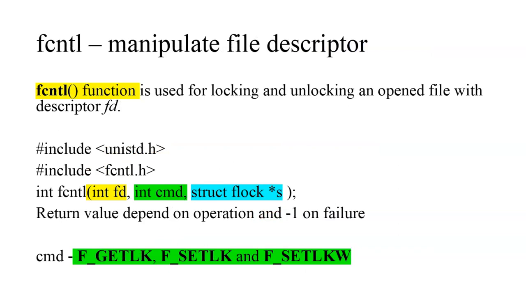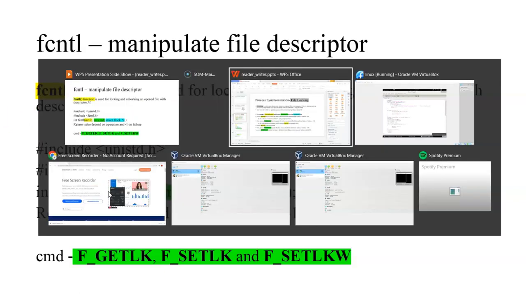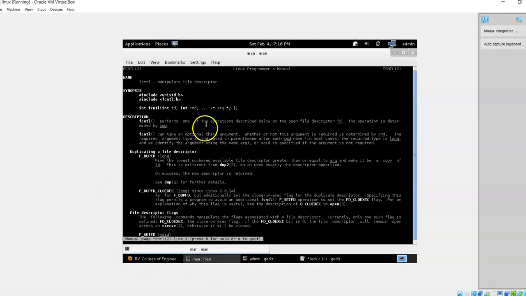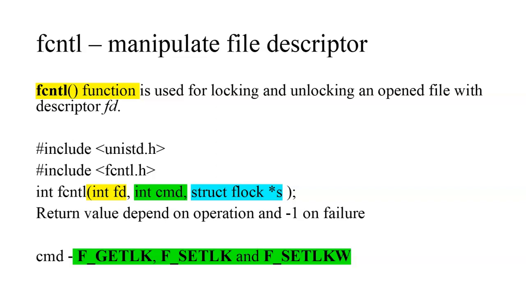Now, to set and unset the locks, we use the fcntl function. The fcntl function basically has many purposes. One of the purposes is to obtain locks on files. So this function takes a variable number of parameters, but for our locking and unlocking purpose, we are using 3 arguments.